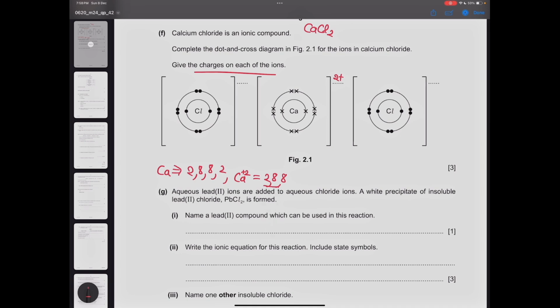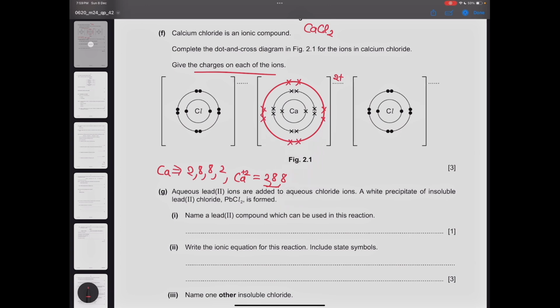Currently they have drawn only 2. So let's draw one more here. Just see how perfect my circle is. You should learn. And now you just draw 8 electrons of calcium. So 1, 2, 3, 4, 5, 6, 7 and 8.